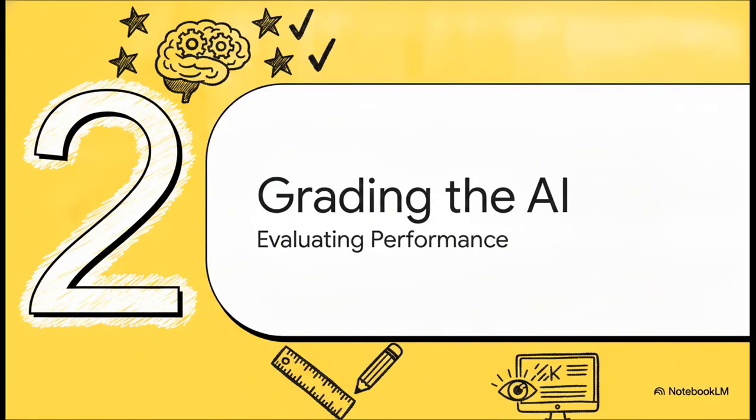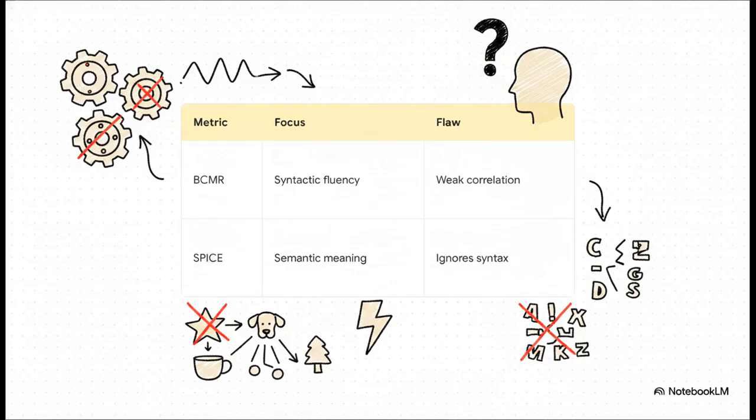Moving on to Section 2, grading the AI. Let's talk about evaluating performance. The crucial thing to remember is that an AI is only as good as the grading rubric we use to evaluate it. For a long time, the standard was the BCMR metrics, things like BLEU or CIDEr. Now, these are fantastic at checking for syntactic fluency and grammar, but they have a massive flaw. They don't really care about actual meaning, so they correlate very weakly with how a human would judge the sentence.